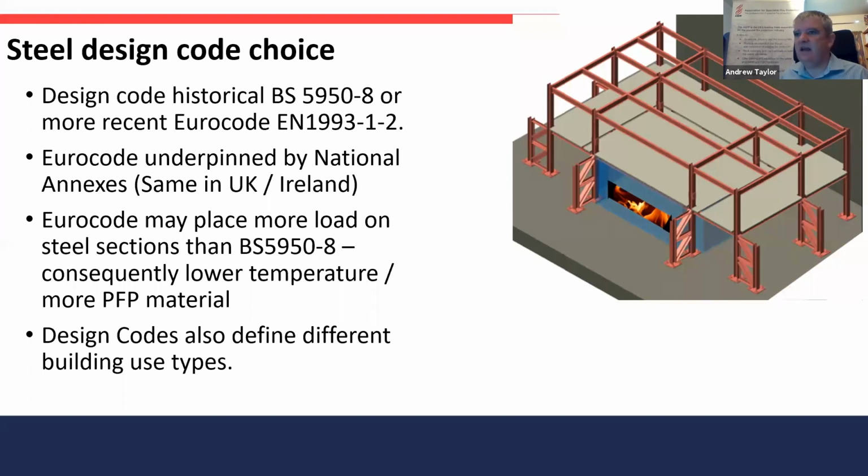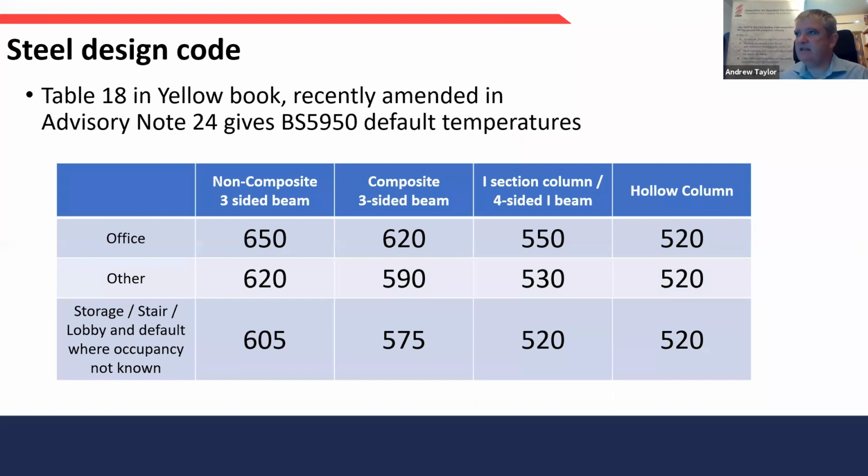All right, and as well as that, design codes also define different building use types, and when working out how to interpret the design code, you need to consider the different building use types, because the different building use types can cause different failure temperatures.